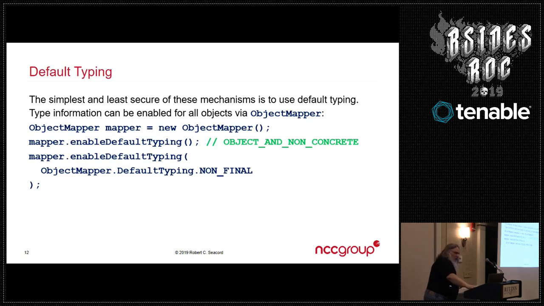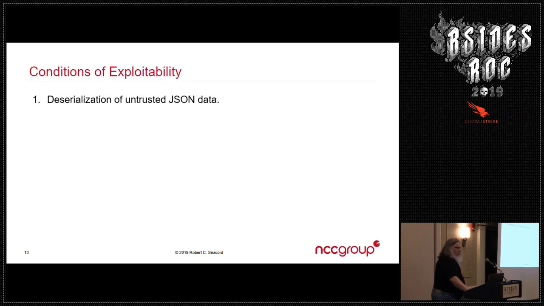Okay. And so there are also some arguments you can use to limit the effects of this. For example, just to apply it to non-final objects, which is really all you need it for. But limiting the call in that way doesn't eliminate the vulnerabilities here. So for things to be exploitable, step one is the deserialization of untrusted JSON data.